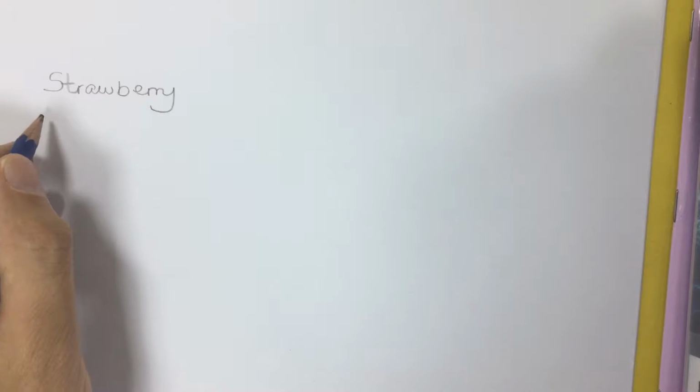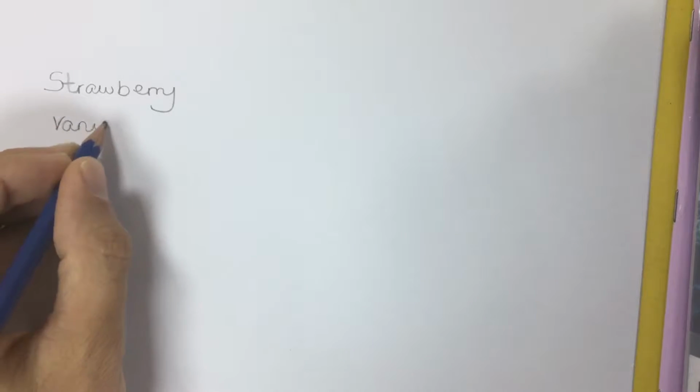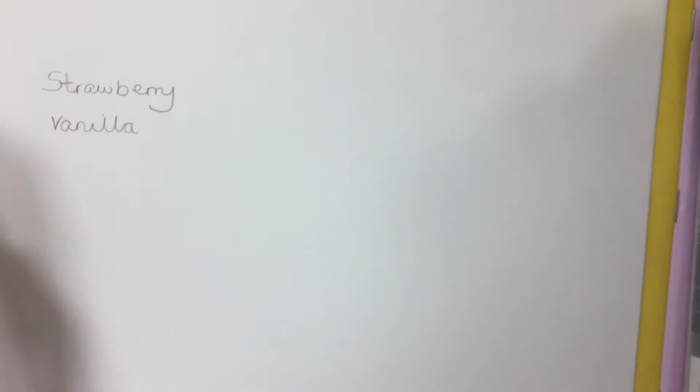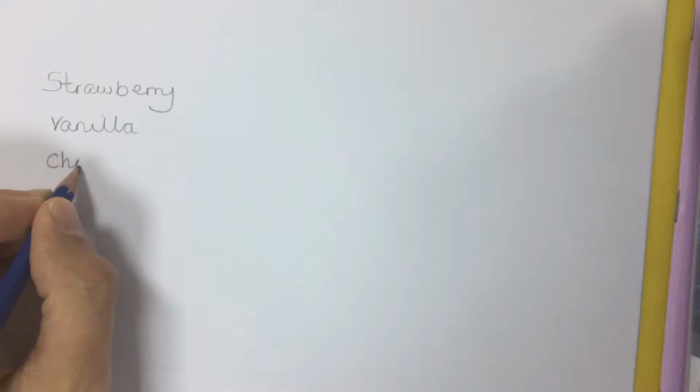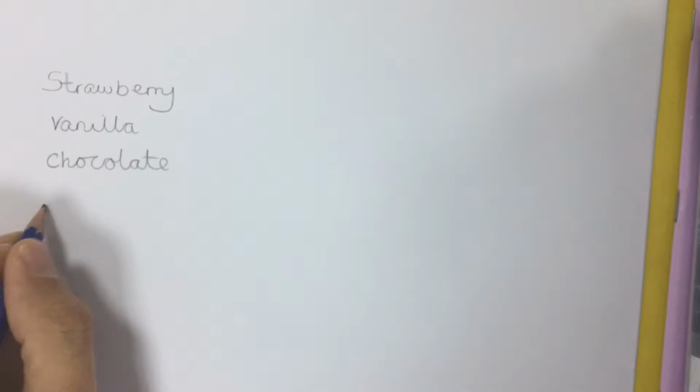So in this video I'm going to show you how to draw a pie chart. In class I showed you the following example using ice cream flavours that have been chosen by a group of children. So we had strawberry, vanilla, chocolate and others.